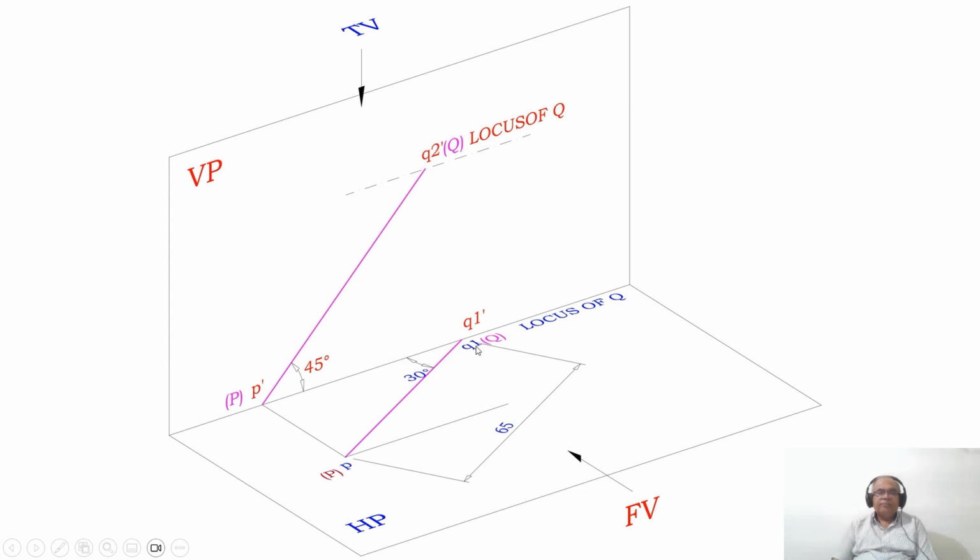Apply the same concept here. P dash will be on the XY line, and Q1 dash is also on the XY line. Then only the line is parallel to HP. Since the line is parallel to HP, you are getting the true length in HP. So how to mark this? Q1 is already on VP. Therefore, Q1 will be both on HP and VP in this particular position.